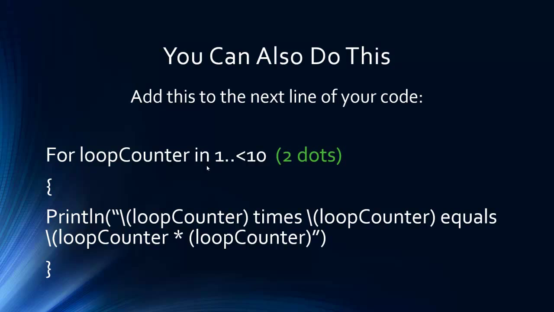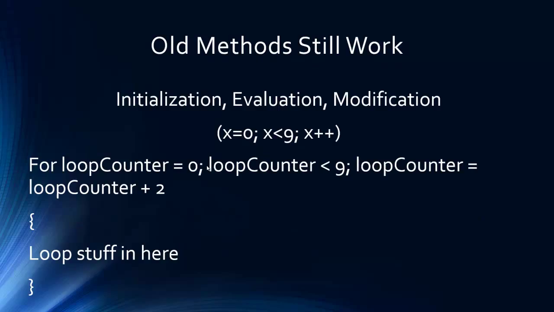And that would show me my values in my array. Alright, if you're familiar with any of the C languages, we typically did our loops like this. We did for, and then we did an initialization, an evaluation, and a modification. So we did something like for loop counter equals 0. That's where we initialized loop counter.